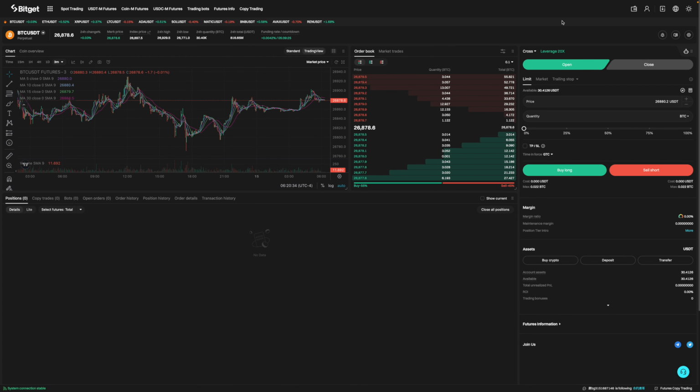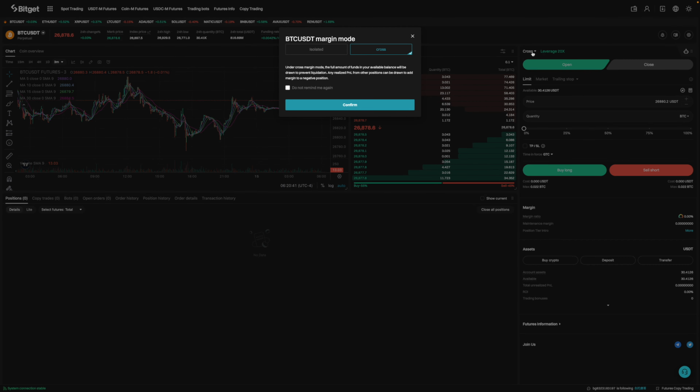Now, going back to the trade dashboard on Bitget, over here, you'll see where it says cross. Now, if you click on it, it'll bring a pop-up menu where it says the coin's name and margin mode. You then have two options to select: isolated and cross. So basically, this here is asking you how you would like to collateralize your debt on your open positions.